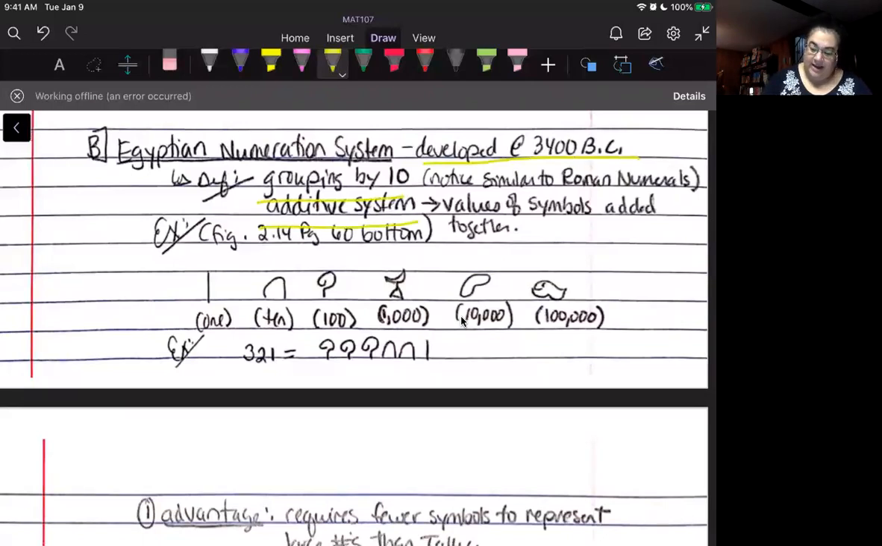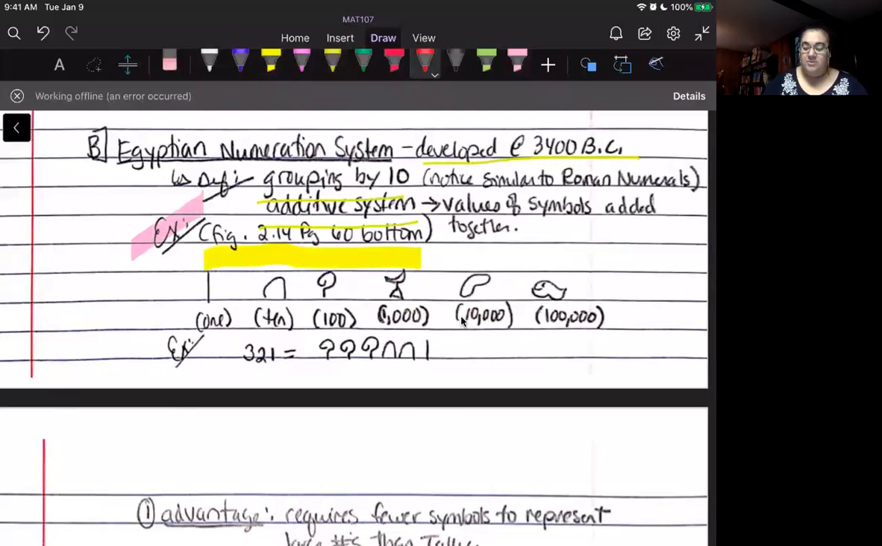So here is an example of how their system worked. This is my hand at drawing their symbols. However, if you look at figure 2.14 at the bottom of page 60, you're going to get a better visual of the symbols, but this is my hand at it. So what we have here is the one, what we would call a tally mark, that is a 1. What looks like a sort of a sloppy N for us, that is their 10.